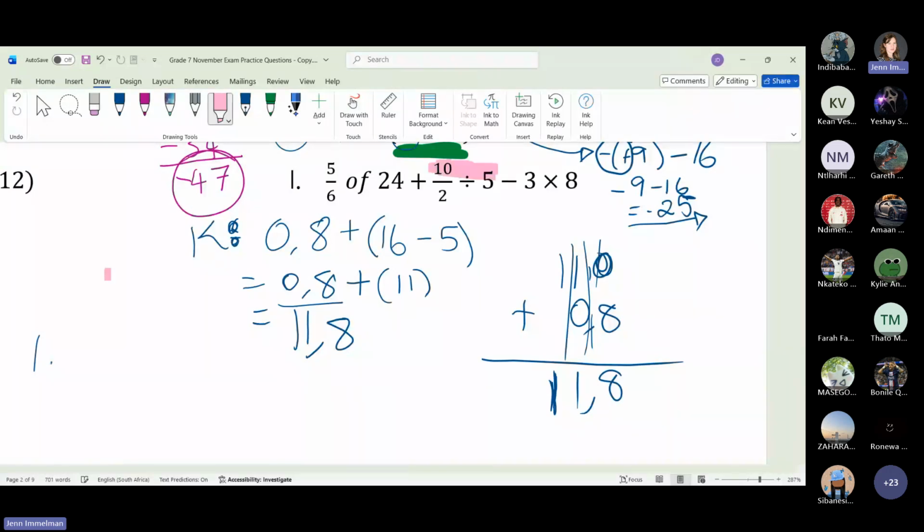So I need to do this now. A fraction divided by a whole number. Do not make your life complicated. Simplify the fraction first. 10 over 2 is the same as 10 divided by 2. 2 goes into 10 5 times. So this becomes 5. Then I have 5 divided by 5, which is 1.